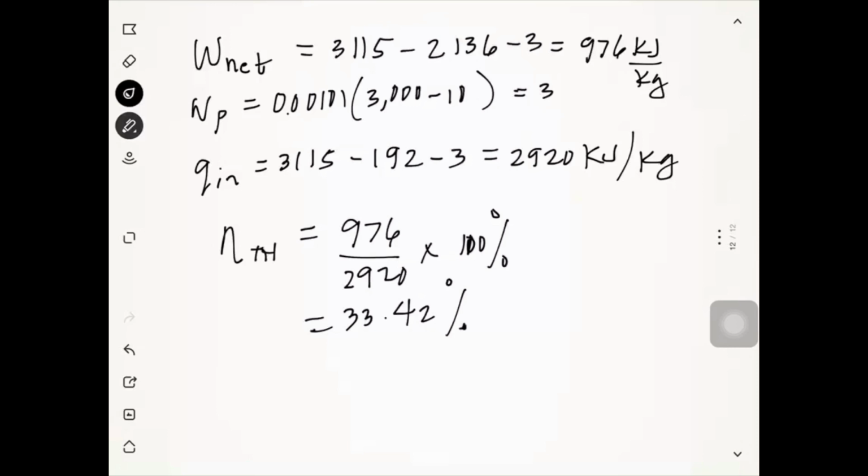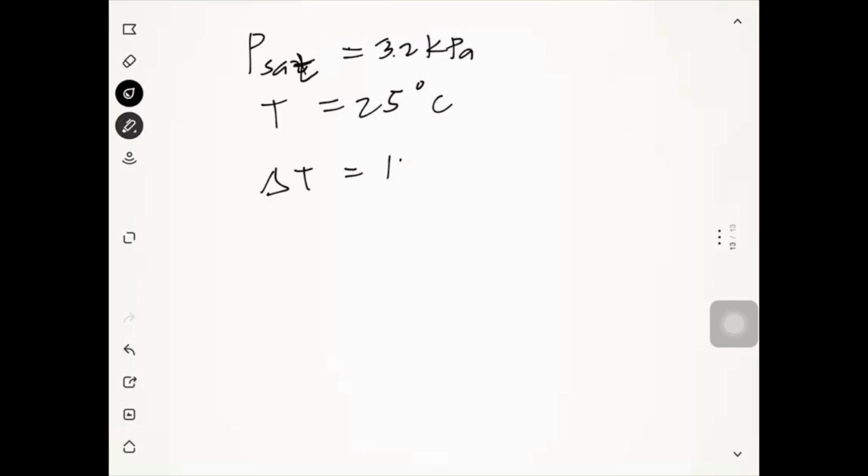a condenser that is to be cooled by a nearby river at 15 degrees Celsius, allowing a temperature difference of 10 degrees Celsius for effective heat transfer. That's common. The steam temperature in the condenser must be above 25 degrees Celsius. Thus, we have 3.2 kilopascal, the saturation pressure. So P saturation, this is the lower limit. This is 3.2 kilopascal, and its temperature would be 25 degrees Celsius.